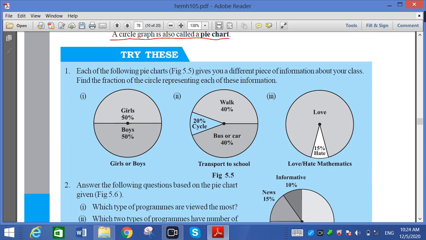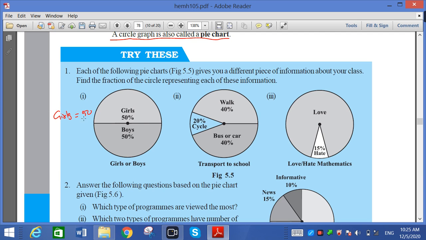So first, information related. Each of the following pie charts gives you a different piece of information about your class. Find the fraction of the circle representing each of this information. So here 50% girls and 50% boys. So for girls, proportion I want to find out.